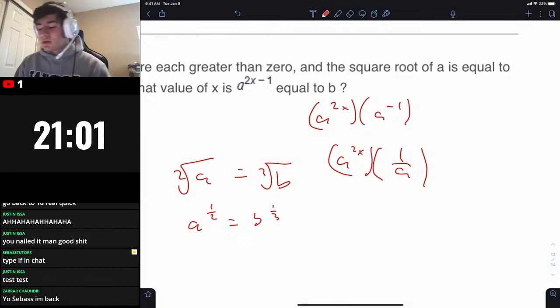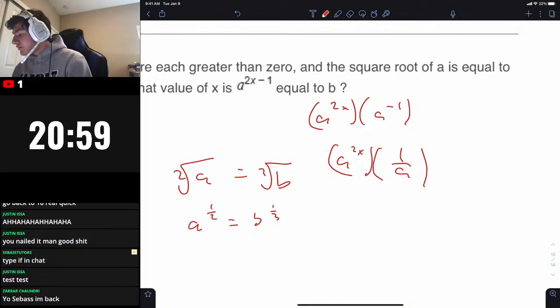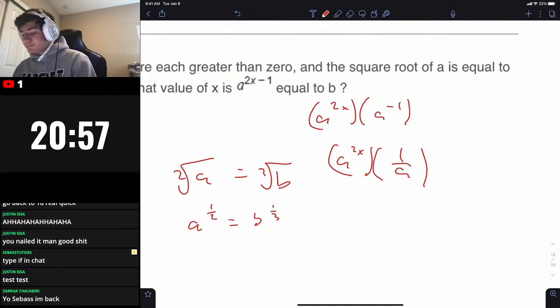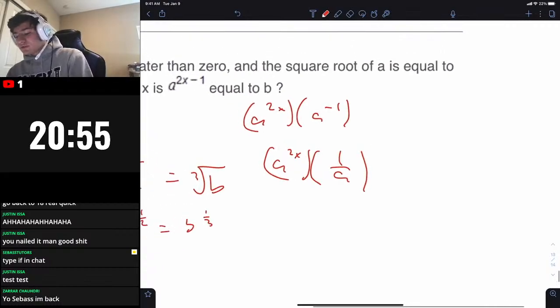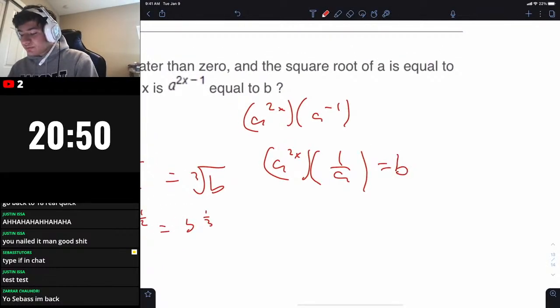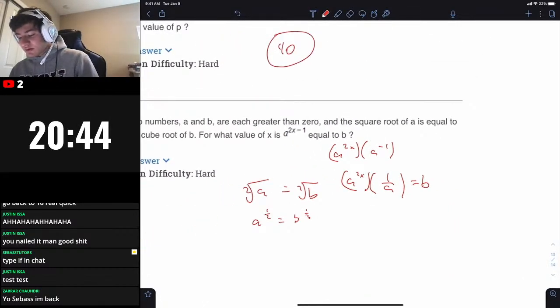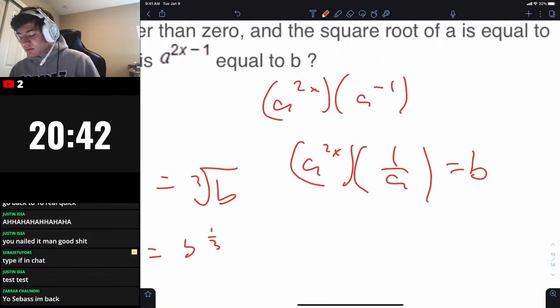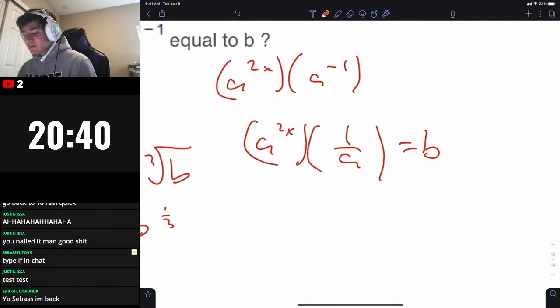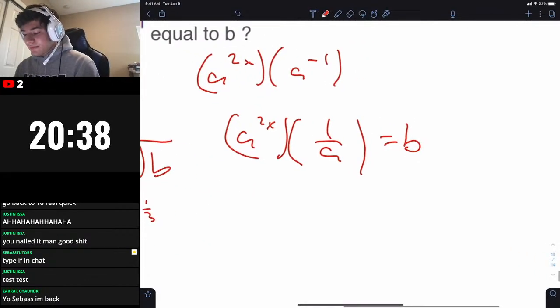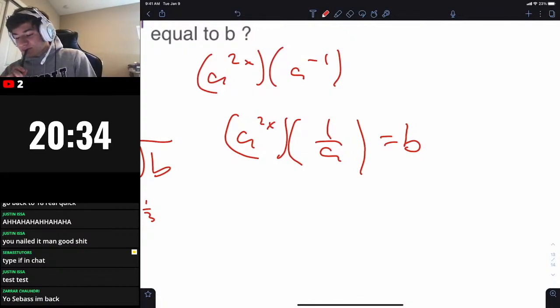Oops. And then that's gonna be... This is weird. Equal to b, I guess. Yeah, I guess that's equal to b. And then... Oh my god, why is this so weird? Multiply by a? No, I don't know. I really don't.